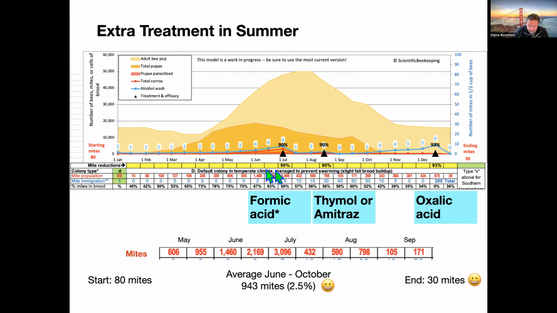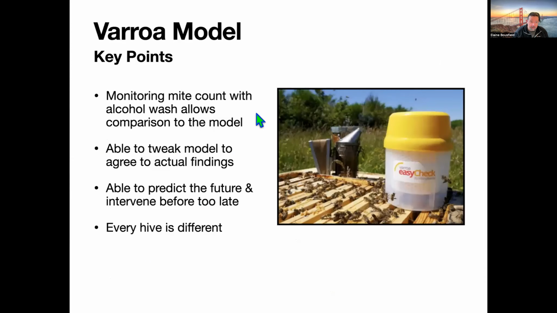The other thing, of course, is in this, as you can see, you started with 80 mites and you ended up with 30. And what that means is that next year, your starting point being 30, you probably find you get to June and they're fine. They don't need that formic acid treatment.